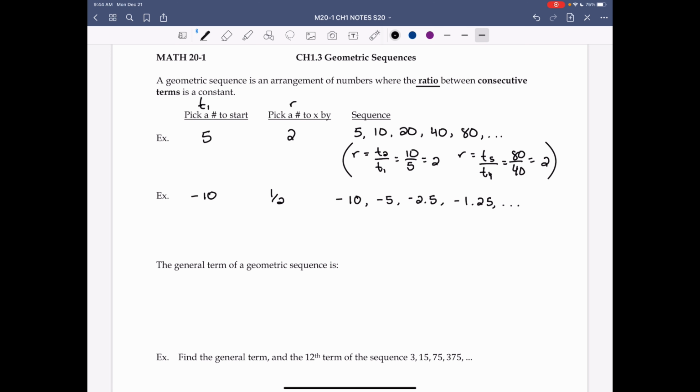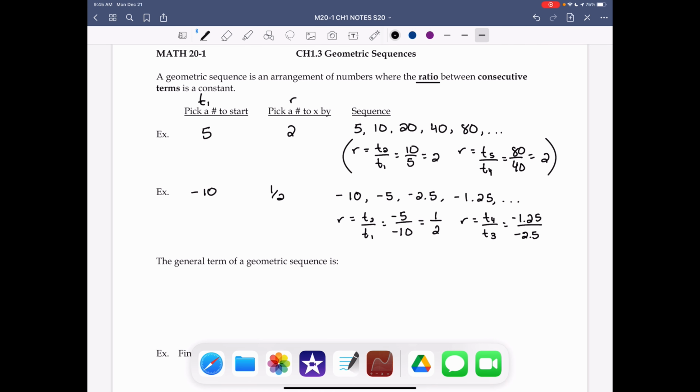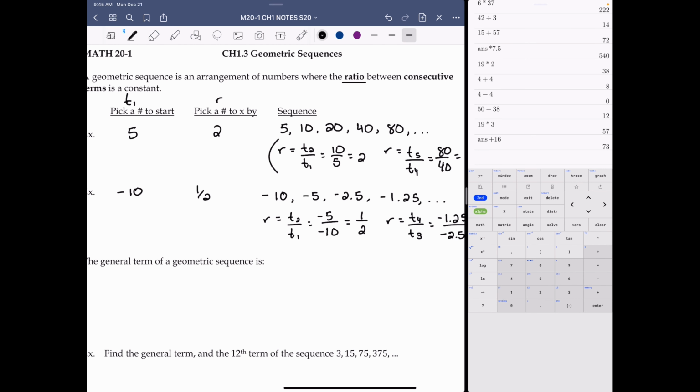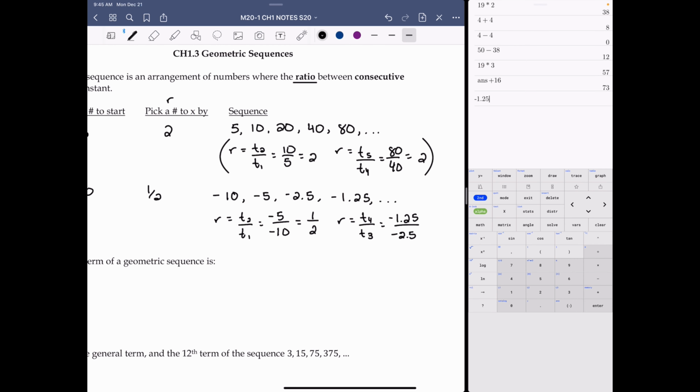And we can check that our R value is 1/2 by finding the ratio of consecutive terms. So if I do R equals T2 divided by T1, that's negative 5 divided by negative 10, which is positive 1/2. Or we could do T4 divided by T3, which is negative 1.25 divided by negative 2.5. I'll use my calculator for that one. Negative 1.25 divided by negative 2.5 is 0.5, which is 1/2.